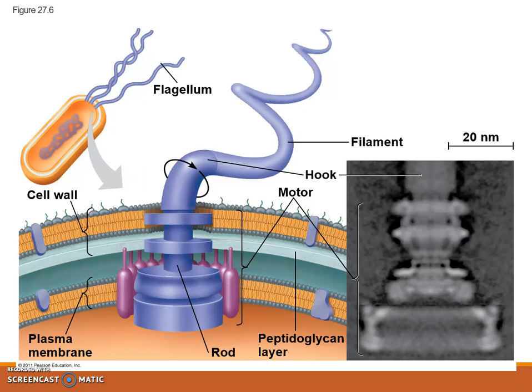Flagellum is another important organelle of bacteria that helps in motility. The flagellum is made up of three major parts: a filament, the hook, and the motor.